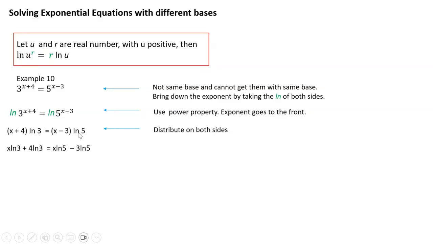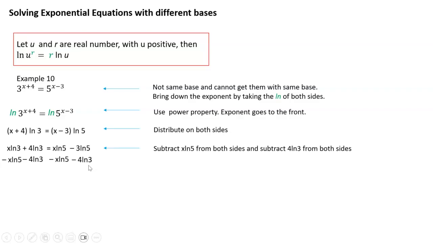In the same process on the right side, the ln of 5 times x will give you x ln of 5. And the ln of 5 times negative 3 will give us negative 3 ln of 5. So in this case, we're trying to solve for x, correct? So every term with an x, I'm going to send it to the left. And every term without an x, I'm going to send it to the right. Okay. So here I'm going to subtract x ln of 5 from both sides. And at the same time, I'm going to subtract 4 ln of 3 from both sides.